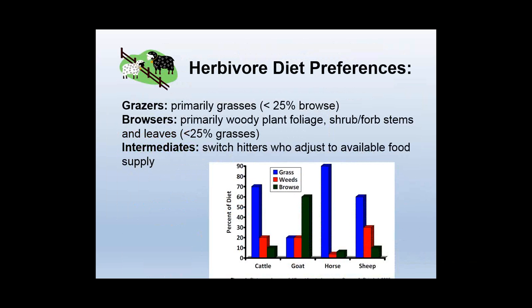If we're looking at browsers, they like primarily woody plant foliage, they like shrub and forb stems and leaves, and they really do not prefer grasses. And so an example there would be, of course, goats. And then we have other classes of animals that are intermediates, and I think of them as switch hitters, and they can adjust to the available food supply, and sheep perhaps would be a really good example of that class.